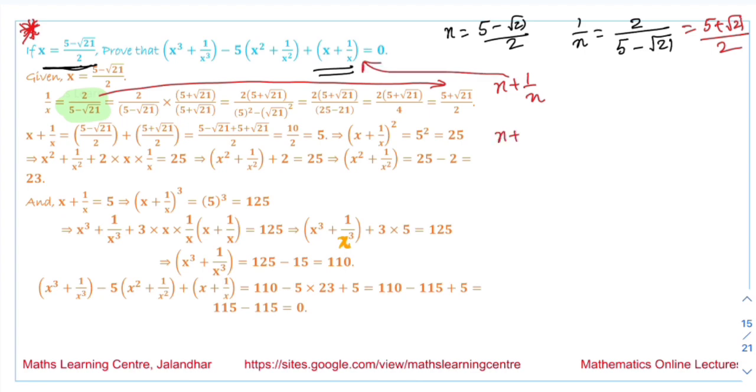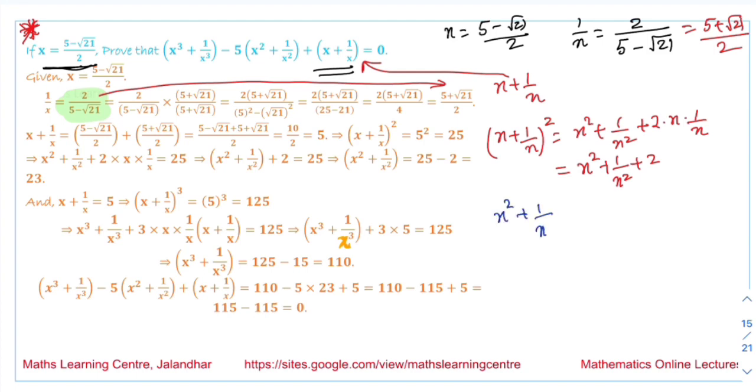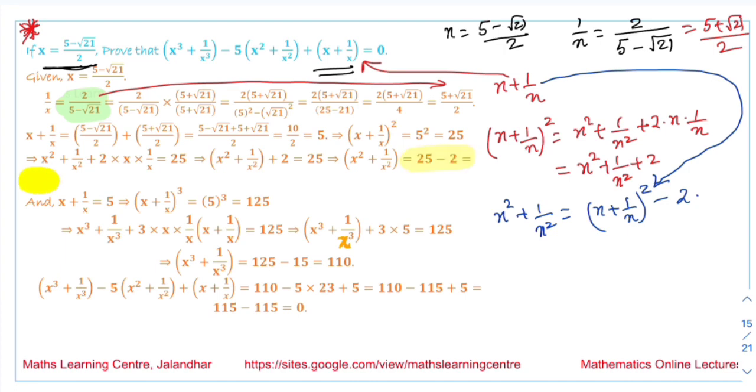Now x plus 1 by x whole square, that we have seen, it is x square plus 1 by x square plus 2 times x into 1 by x. So it is x square plus 1 by x square plus 2. So the formula we have obtained from this is that x square plus 1 by x square is equal to x plus 1 by x whole square minus 2. So we have to substitute this value over here, subtract 2 from it, and the answer we will get is 23.